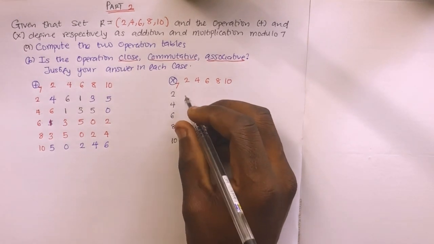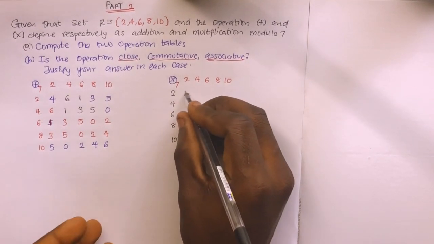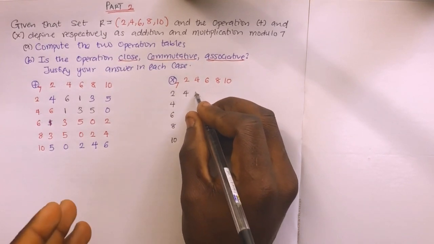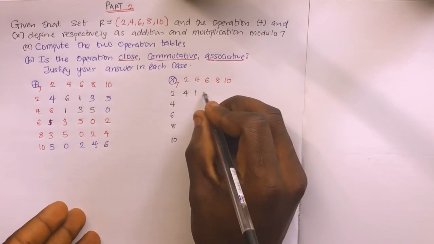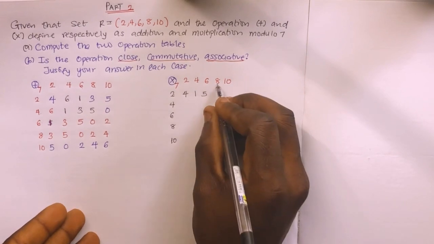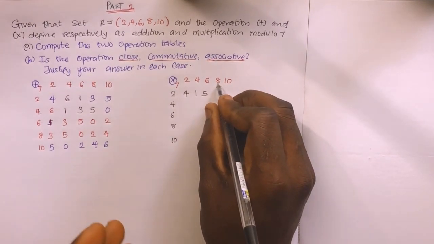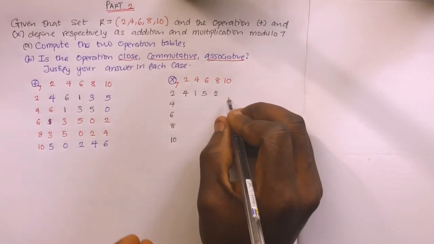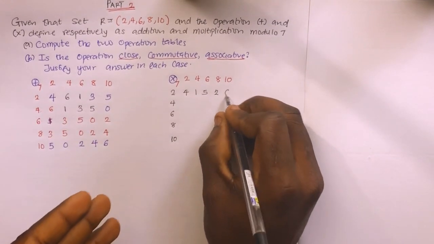Now 2 star 2 is 4. Put the 4 here. 2 star 4, that's 8, which is 1. 2 star 6, which is 5. 2 star 8, 16, that will be 2. 2 star 10 is 20. That should be 6.